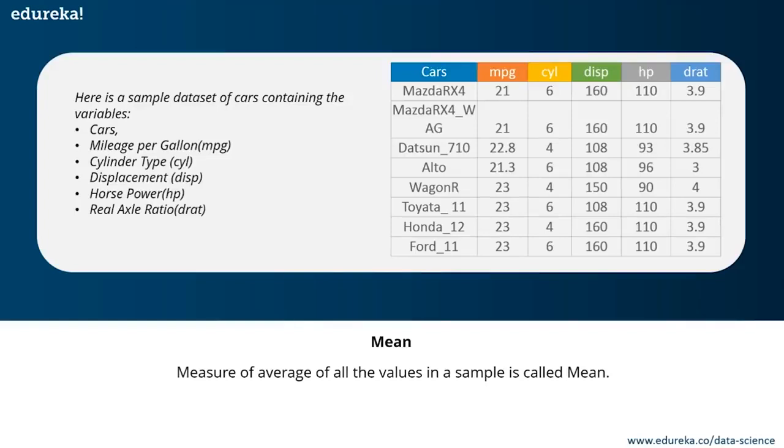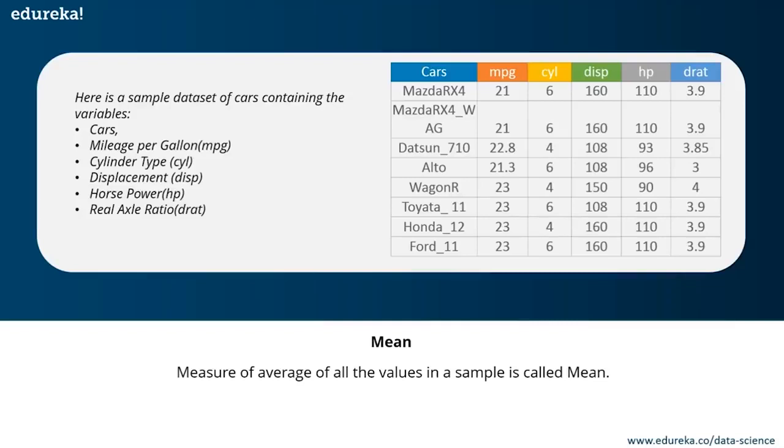If there are 10 numbers and you want to find the mean of these 10 numbers, all you have to do is add up all the 10 numbers and divide it by 10. 10 here represents the number of samples in your data set. Since we have 10 numbers, we're going to divide this by 10. This will give us the average or the mean.